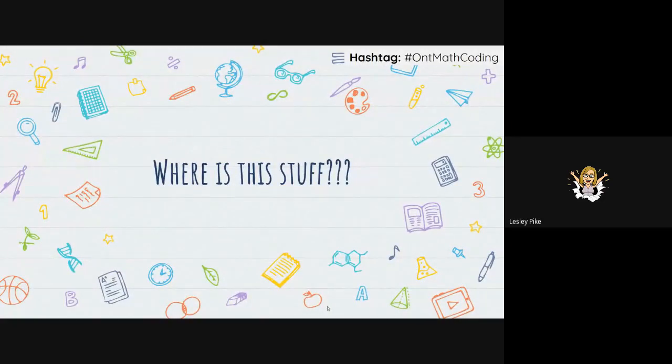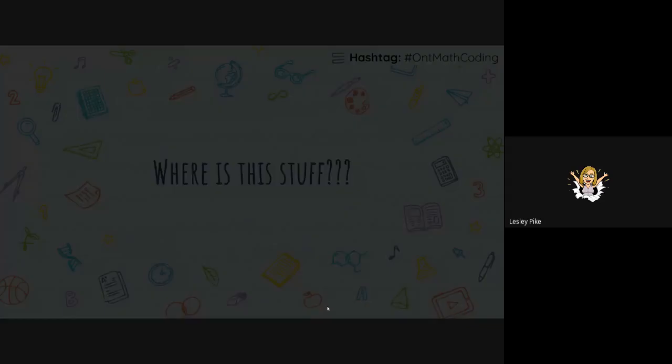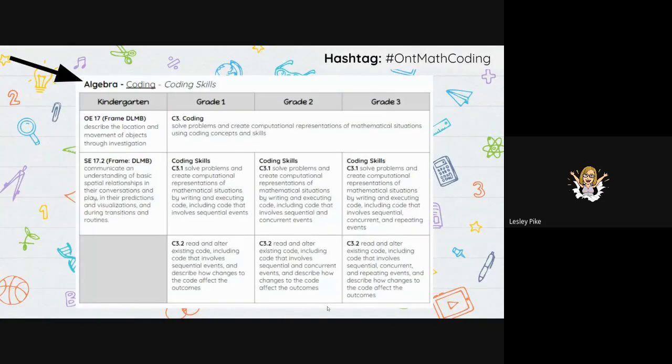So why all of a sudden are we talking about unplugged coding? Well, in the 2020 math curriculum, which came out in June, under the strand of algebra is the overall expectation of coding, and then there are the specific expectations of coding skills. But before we even get to the grades 1 to 8 curriculum, it's actually found in the kindergarten curriculum of 2016. However, it looks a little bit different.